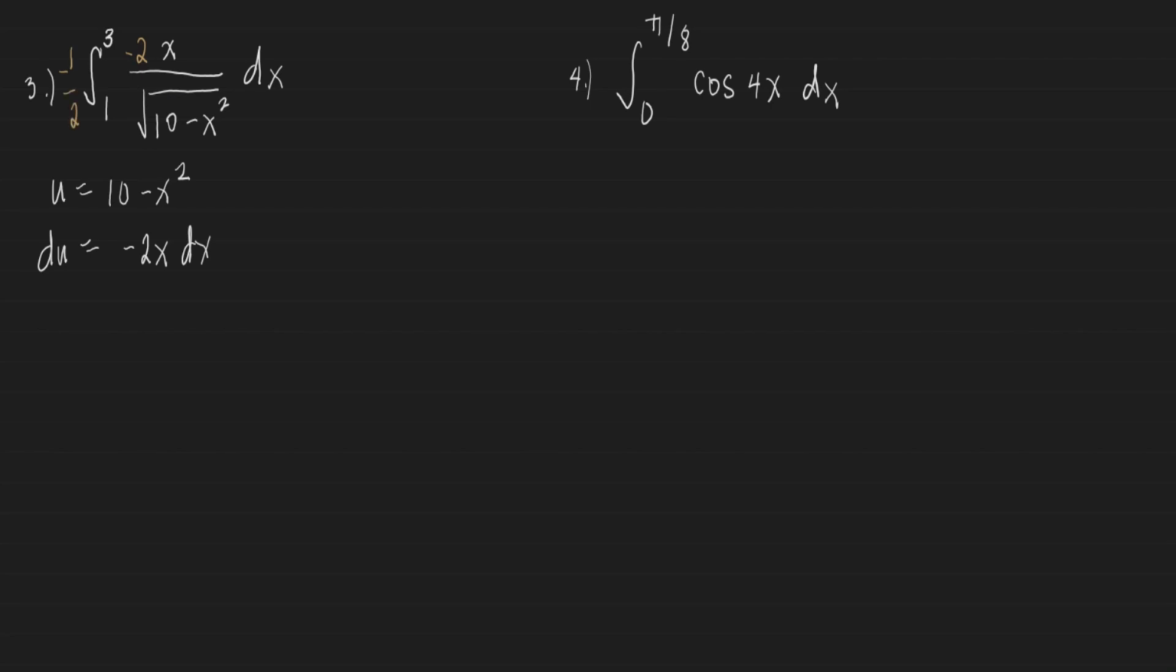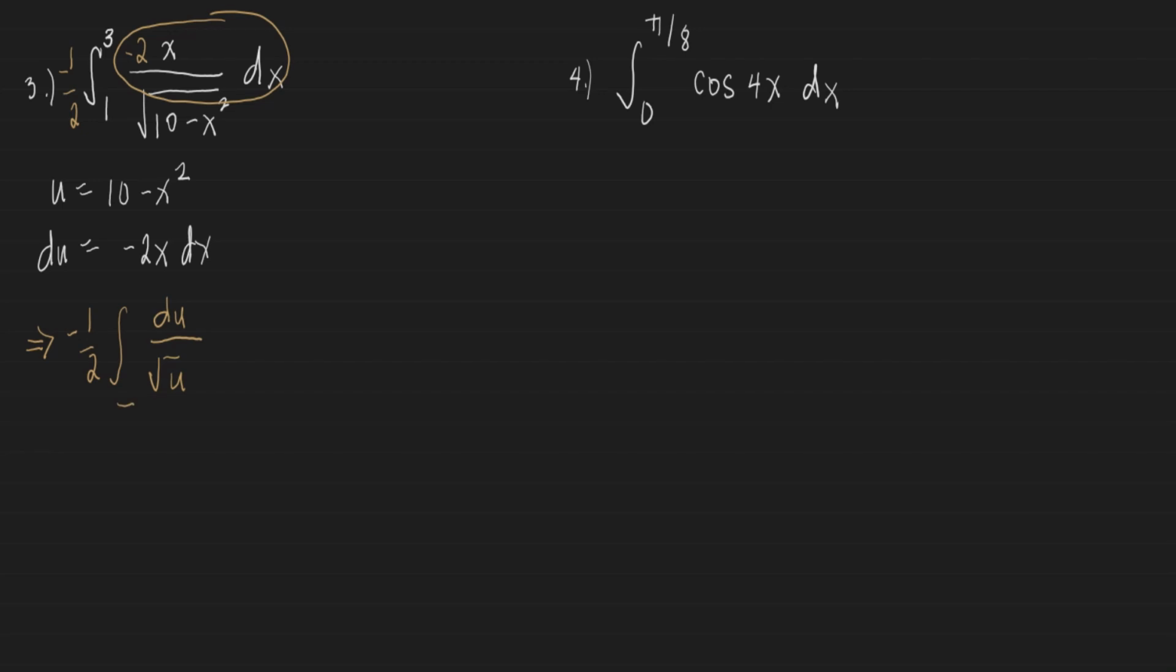This means our given will be converted into negative 1/2. So we have negative 2x dx will be converted into du. And then for the denominator, it will be square root of u.